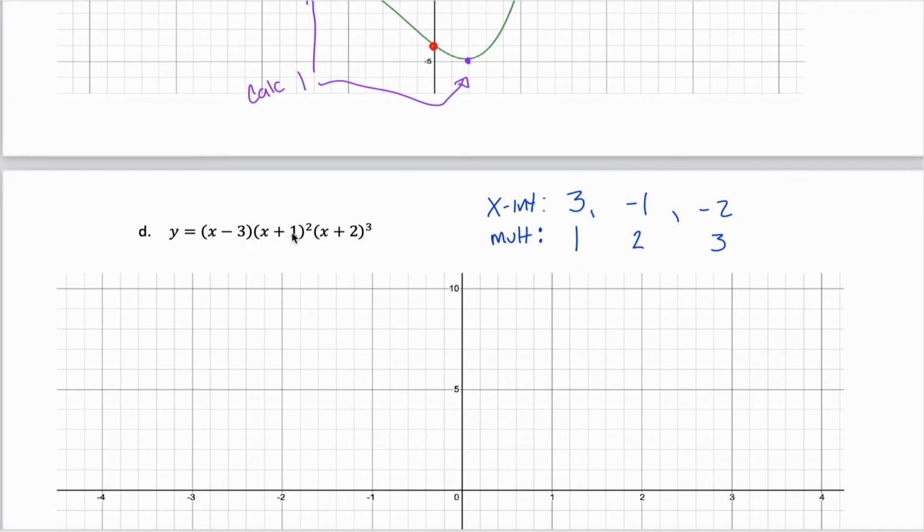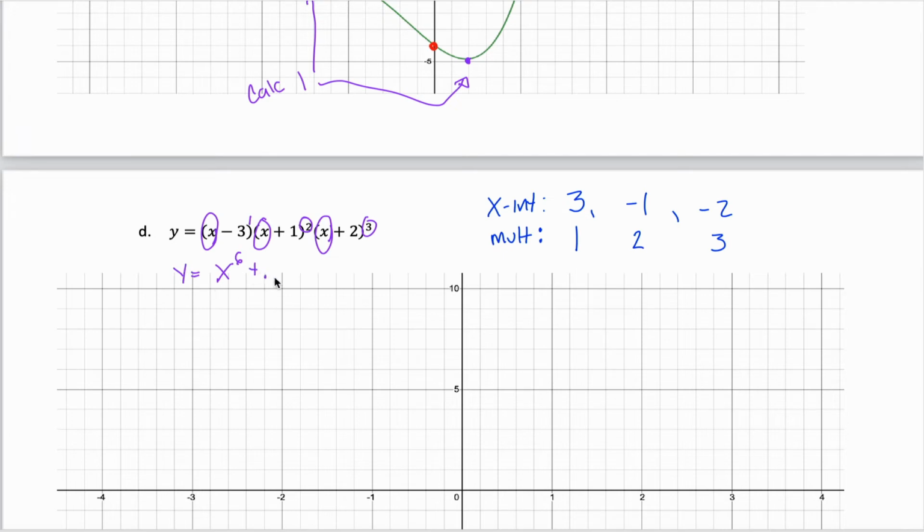If I were to multiply x plus 1 times x plus 1, the F in FOIL would give me an x squared, and then I'd get some other junk that I'm not concerned with, and then the L in FOIL would give me 1 times 1, or 1 squared. Similarly, if I took x plus 2 times x plus 2 times x plus 2, I'd end up with x to the 3rd power, a whole bunch of other junk that I'm not concerned with, and a +8. If I just want the leading term of my polynomial, I can take this x to the 1st power, this x to the 2nd power, and this x to the 3rd power to get x to the 6th power, with a 1 as the leading coefficient.